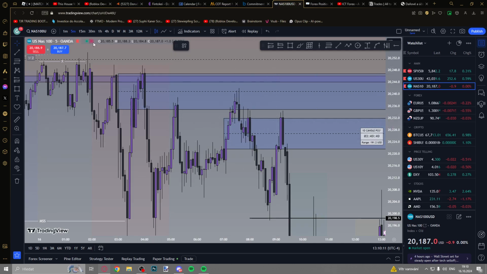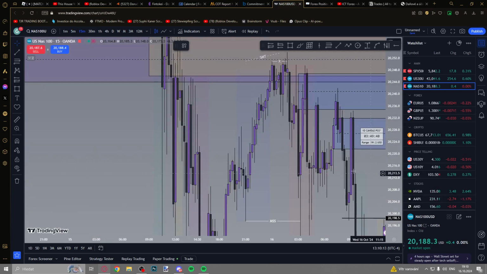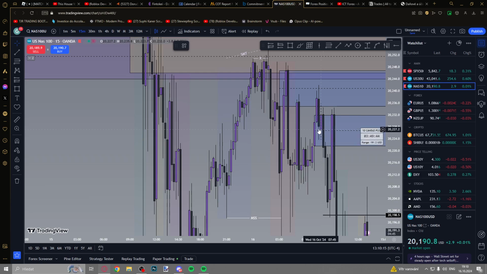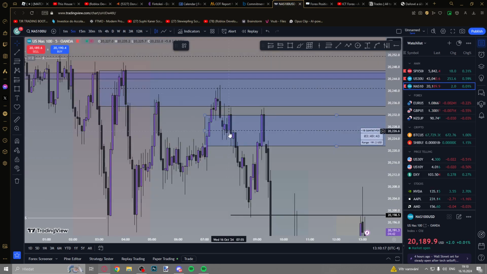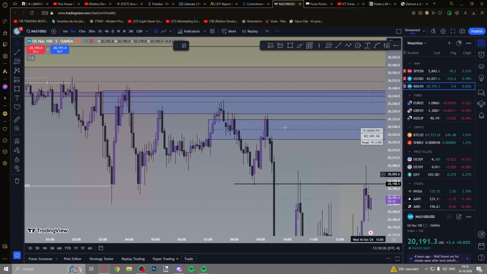Looked for retracement to what? Nothing. Again, an order block. I don't trade order blocks, so this for me is pretty much nothing. This is also a rejection block. Yeah, for me, nothing here.